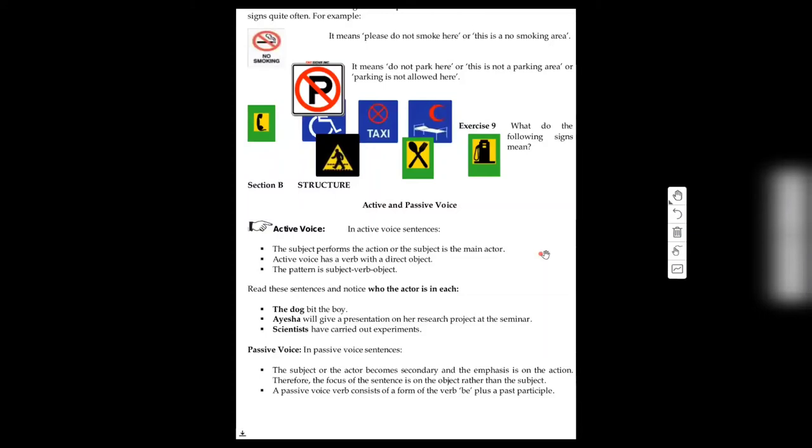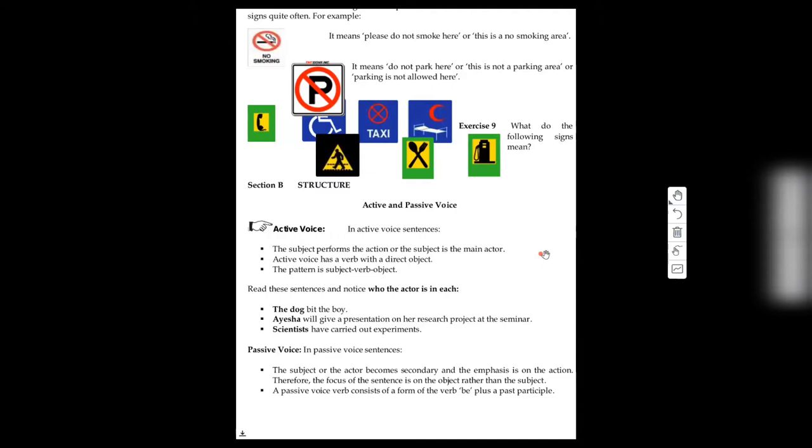Now we are going to look at active and passive voice, and we are going to talk about the explanation and exercises or examples given in your book. It is available in chapter 5. So active voice, the subject performs the action or the subject is the main actor.